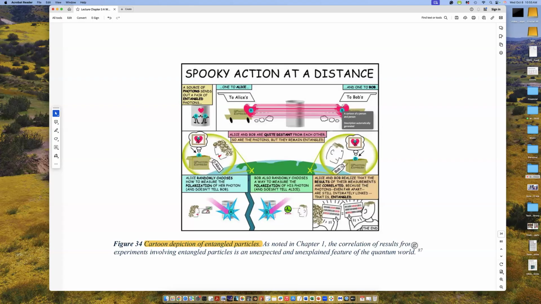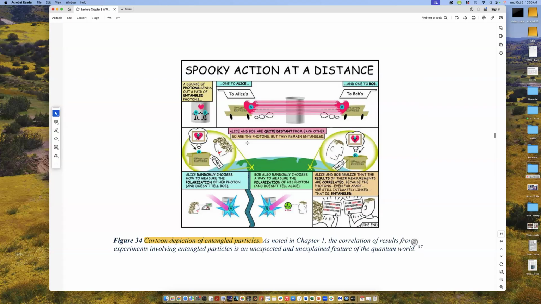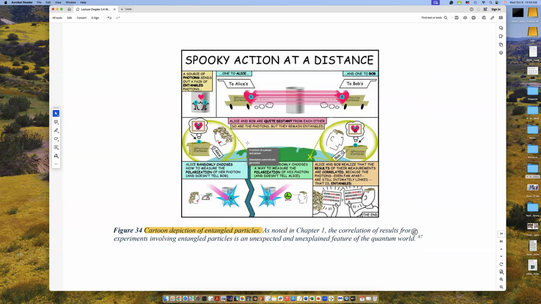But these two experimenters are so far apart, even light could not go from one to the other and somehow signal, oh, Bob got a 1, Alice, you better get a 0. And this remains one of the deep, deep mysteries of quantum mechanics. And it's being exploited now in development of modern versions of quantum computers and cryptology.